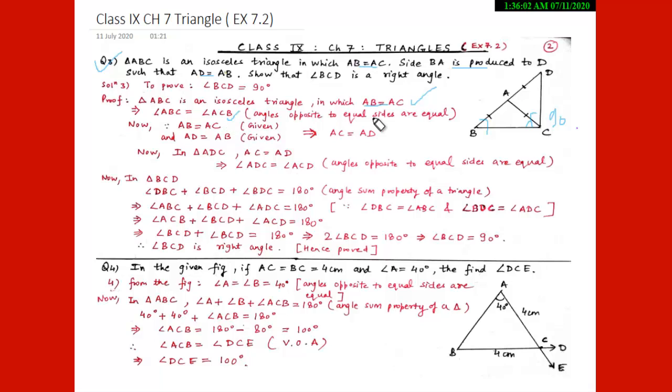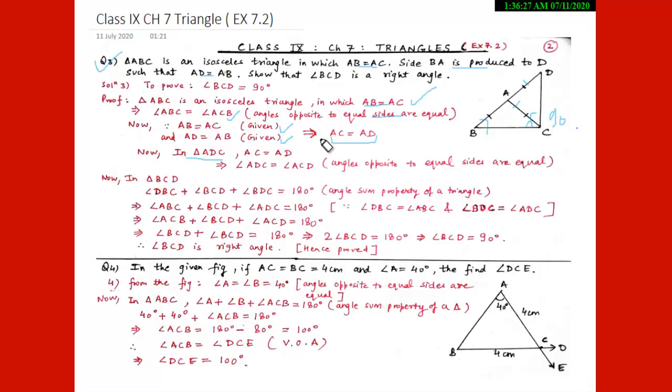And now since it is given that AB is equal to AC, and also it is given that when side BA is produced to D, then AD is equal to AB. So from both these given conditions, we can write that if AB is equal to AC and AD is equal to AB, then AC is equal to AD. And now we will consider triangle ADC.